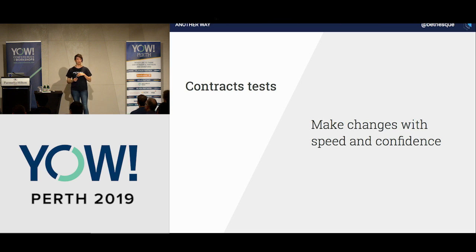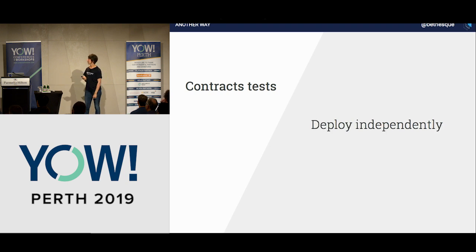Now, contracts help you make changes with speed and confidence, because you get this really fast feedback and you can see what the impact of any change to an API will be really fast. Contract tests allow you to deploy independently, because once your side of the contract is working, or both sides of the contract is working, each of you can deploy at your own schedule. So the deployment schedule of your service is not slowed down by the slow deployment cycle of another service.